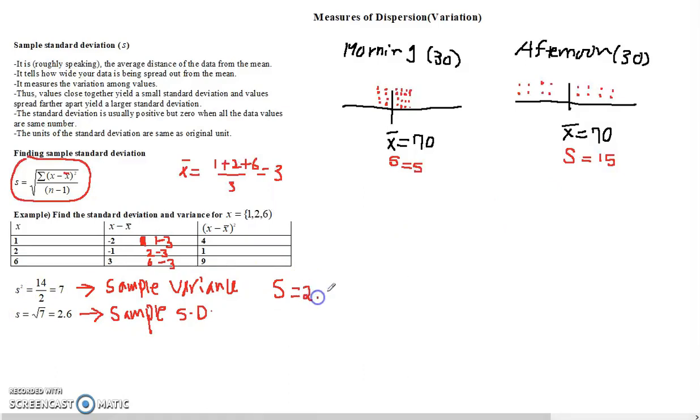So what does that mean, 2.6? We have to understand this. It's roughly the average distance from the sample mean. Now, if the given distribution is normal, let's say we will talk about this later, but if the distribution is normal, then here is what the sample standard deviation simply means.